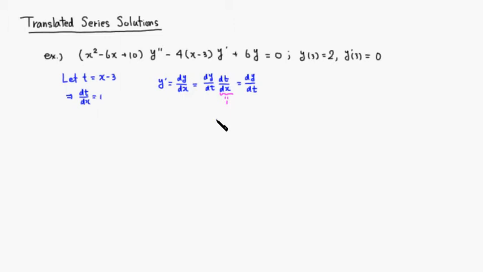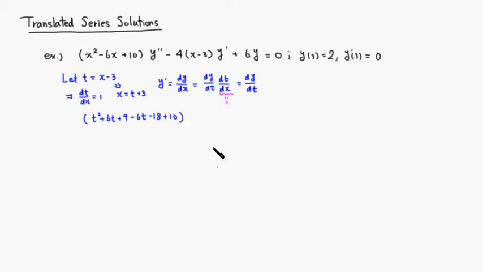So let's rewrite this differential equation and the initial value conditions in terms of t. I'm going to rewrite this as x equals t plus 3. Let's plug it in. x squared would be t plus 3 squared, so you will get t squared plus 6t plus 9. Minus 6x is minus 6t minus 18, plus 10.